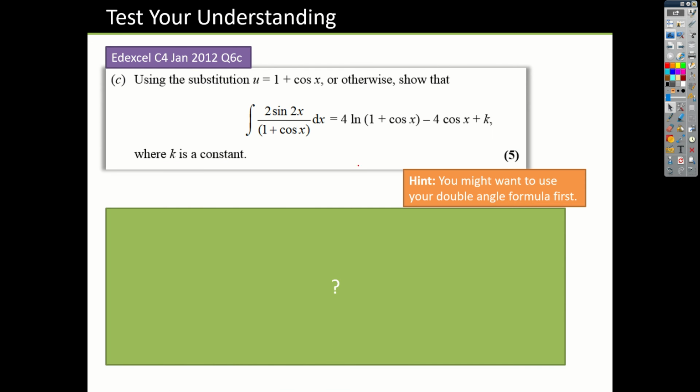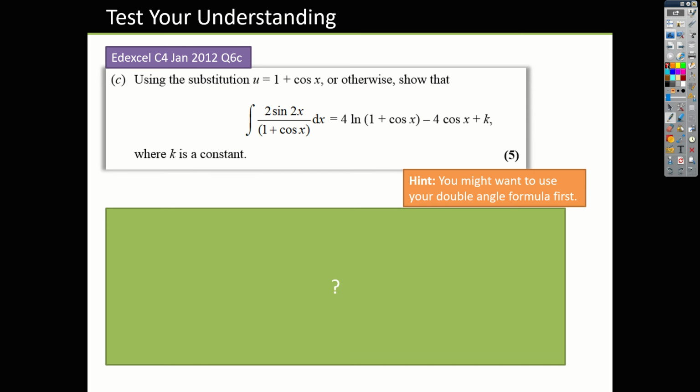Okay, so first of all, I want to integrate 2 sine 2x over 1 plus cos x dx, using the given substitution of u equals 1 plus cos x. So we're going to do all of the same steps we did before, except because of the sine 2x, there's a big old hint there as to how that's going to work out when you do your integral. So let's write out our substitution first. U is 1 plus cos x.